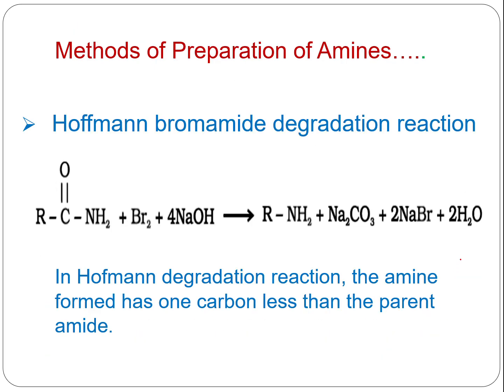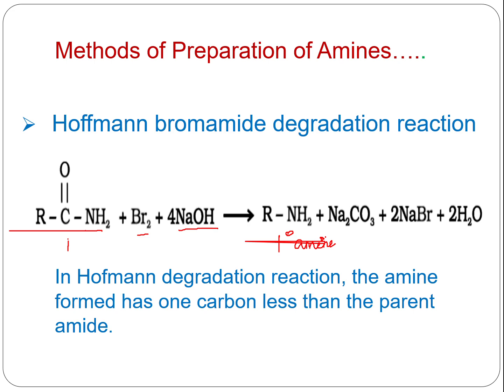Coming to the last method of preparation, the Hofmann bromamide degradation reaction. Now in the Hofmann bromamide degradation reaction, an amide is treated with bromine in the presence of sodium hydroxide. Now what is an amide group? The CONH2 group is called an amide. Now this amide, when it is treated with bromine in the presence of sodium hydroxide, is giving a primary amine.